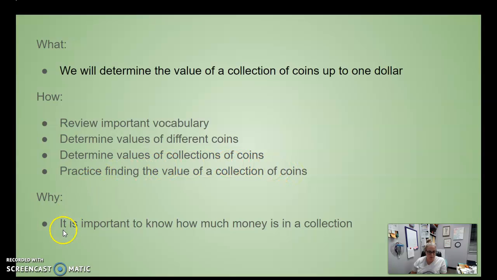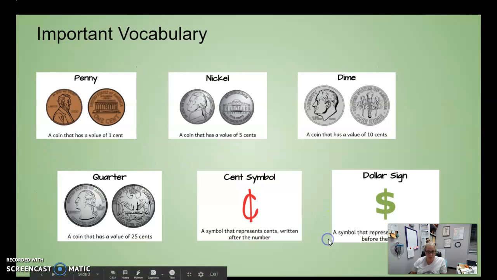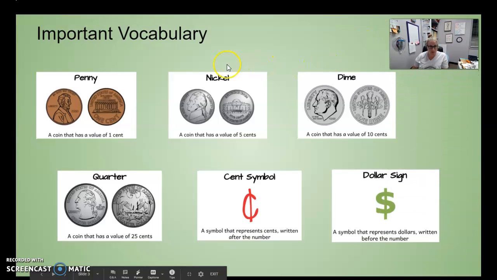Why are we going to do this? Well, we're going to do it because it's important to know how much money is in a collection. So let's get started. Here is the important vocabulary that we are going to talk about today. The first one is penny. A penny is a copper color, and it is worth 1 cent. The next one is a nickel. It is a silver color, and it is worth 5 cents.